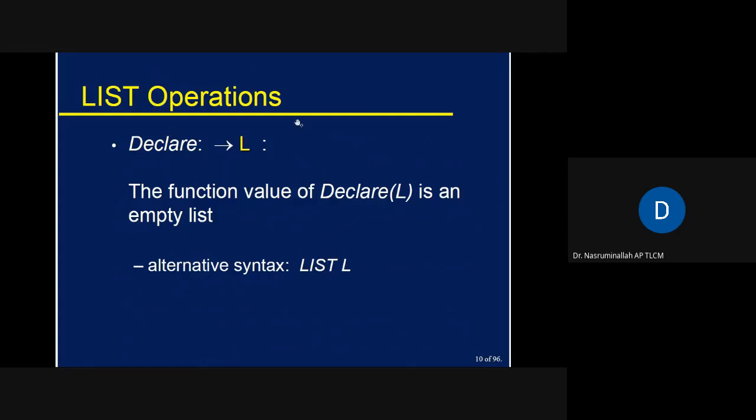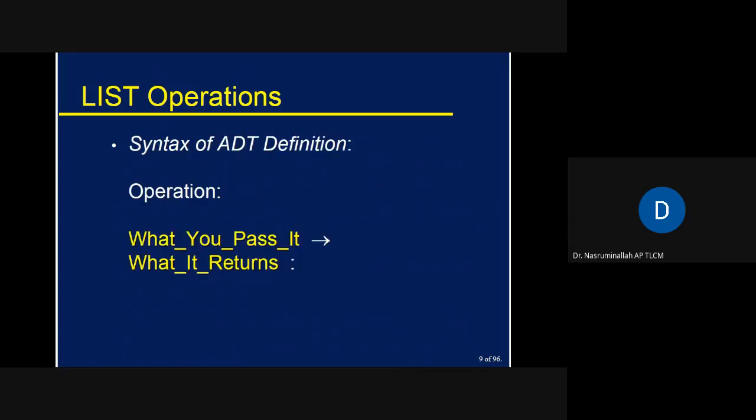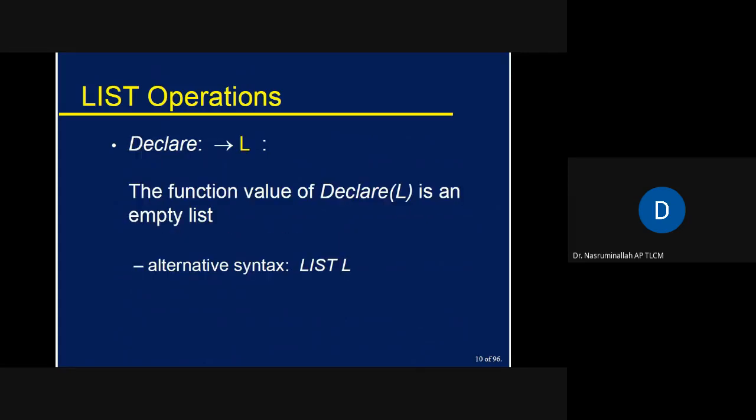For example, the first operation is declaration. What is the declaration? It is actually initialization. For example, what you do is int n. So n is a variable declared as of type int. Now you have defined a variable n that is of integer type and that can hold an integer value.